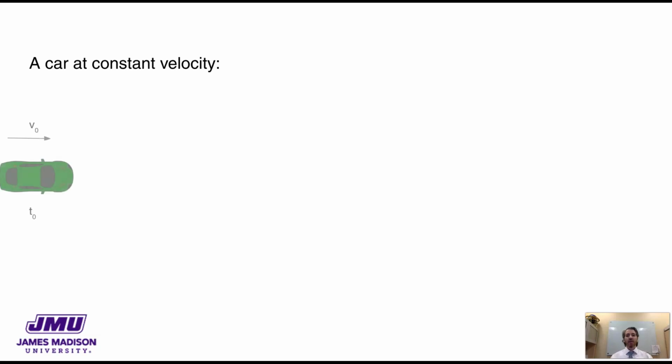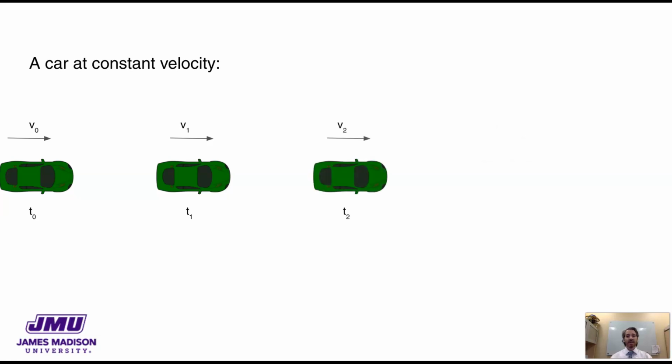So for equal periods of time, an object that is traveling at constant velocity will travel equal distances in whatever direction it is pointed. So the car in this slide here is shown at different times. It is moving equal amounts of distance in equal amounts of time. So v subscript 0 equals v subscript 1 equals v subscript 2 equals v subscript 3.